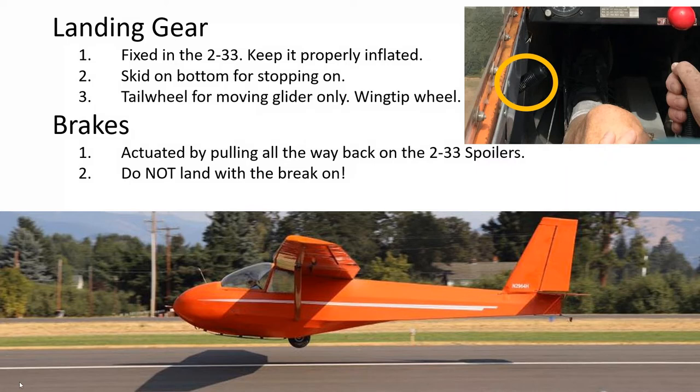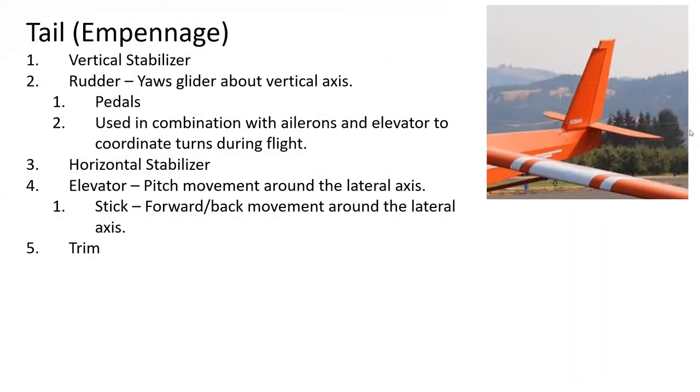So the tail has the vertical stabilizer, which is here, and that's a wing in itself, which we'll get into next week. Right behind it is connected the rudder, which helps yaw the plane in the vertical axis to the left or right. That's controlled by your pedals, by your feet. These are used in combination with your ailerons to keep the plane in coordinated flight, which is efficient flight.